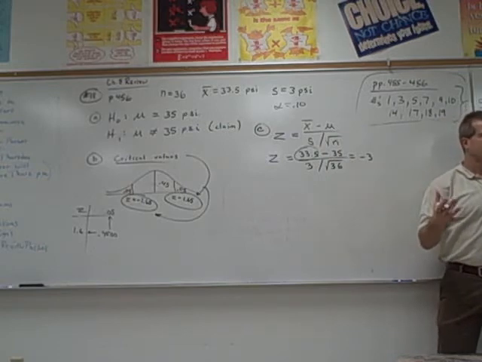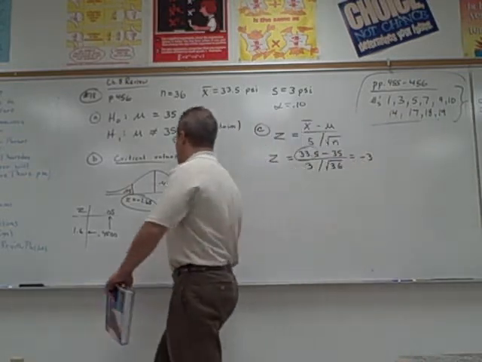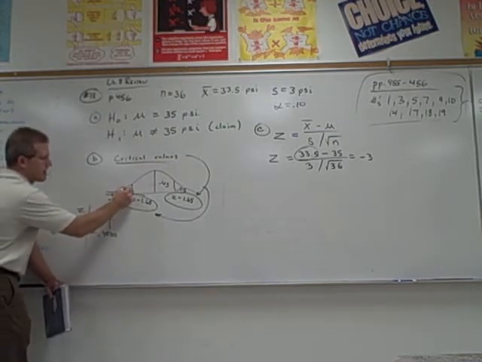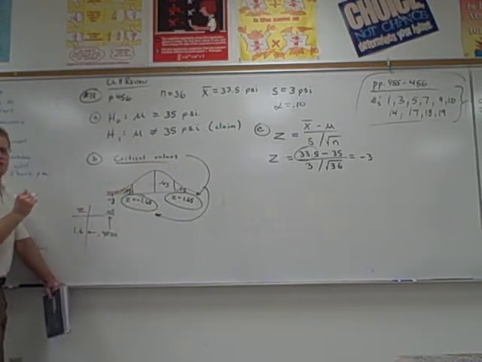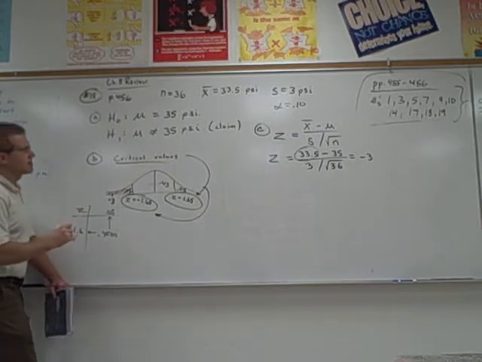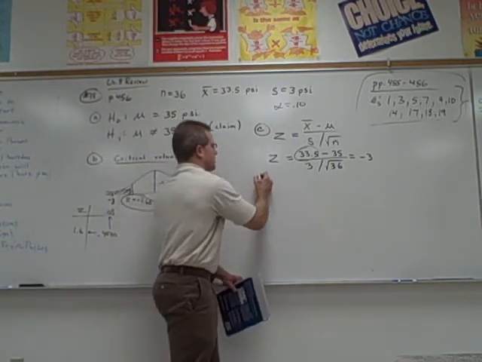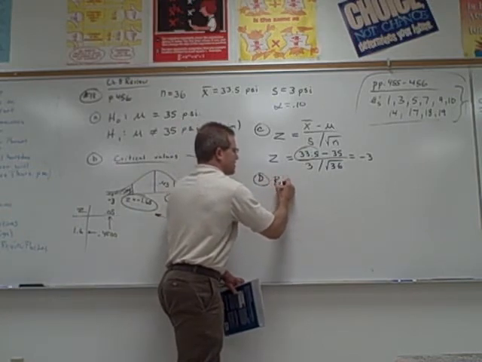Statistically, that's a long ways. That means we're way out here. -3 standard deviations would be way out here. We're way out here in this tail area. So what are we going to say about the null? Reject. Statistically, 33.5 and 35 are not considered close. So we're going to have to reject the null.